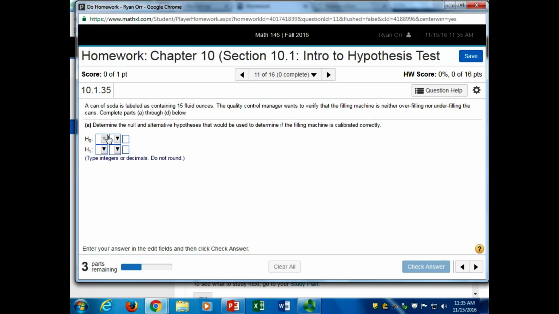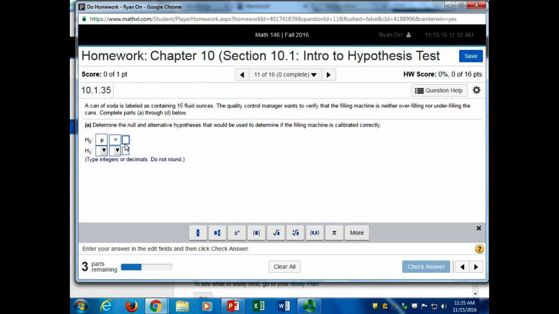So hopefully the mean, so we're talking about a mean here, an average, is equal to 15. Right? That's what you're hoping. What should be our alternative here? The not equal. Yeah, it should be a not equal alternative because we're interested in seeing it either overfilled or underfilled. We're not just interested in one way or the other. So we would do a not equal to alternative. Okay.